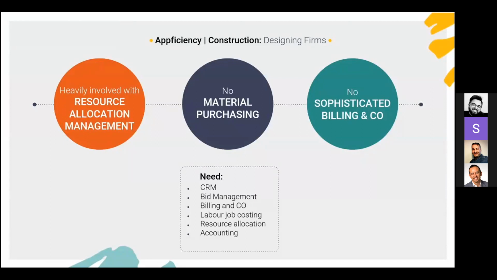So if I want to pick only one vertical in construction that can be easily modified and run their business with native NetSuite, up to 70%, that would be designing firm. They don't have that much complexity that the land dev or self-performers have. However, they are also heavily involved with resource allocation. They don't need to purchase any material. They don't have sophisticated billing and change orders. However, they would need CRM, they would need bid management, they would need the labor job cost tracking and billing and change order, and of course, like all the other types of companies, they need accounting.